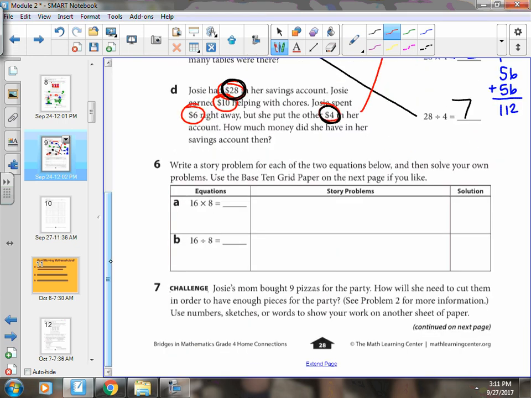Number 6, write a story problem for each of the 2 equations below, and then solve your own problems. Use the base 10 grid paper on the next page if you like. 16 times 8. Let me write a story problem. Let's see.